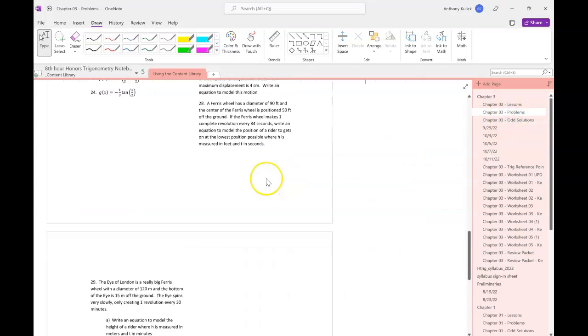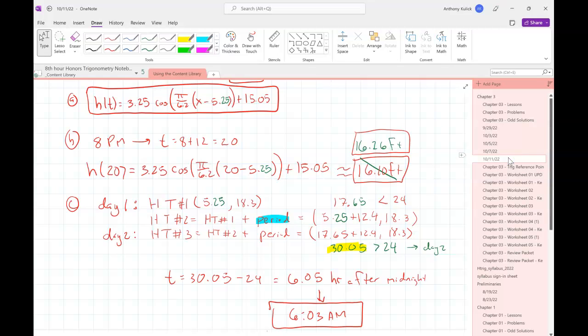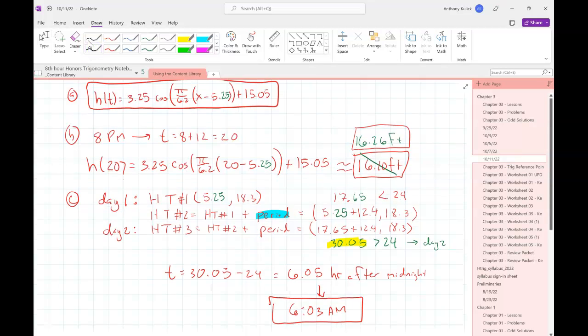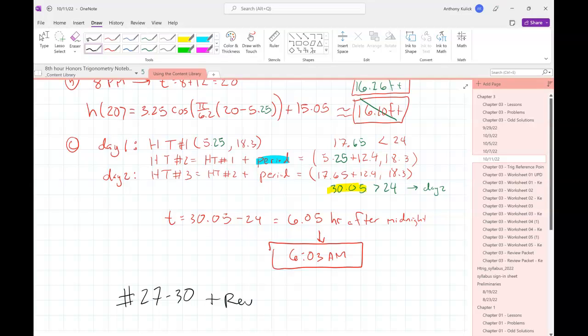At this point, you guys should be able to do now 27 through 30. That's the last of the problem set here in chapter 3. And if you want, you can start the review. That stuff wouldn't be due this weekend. It'd be due like the 23rd or whatever.